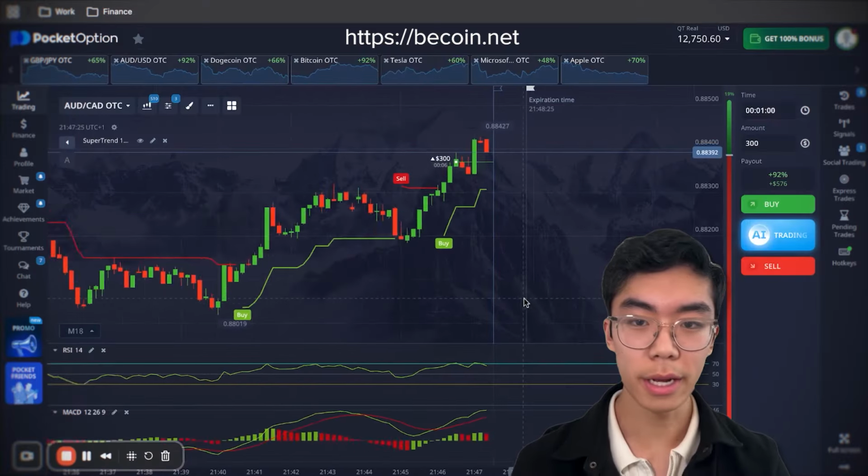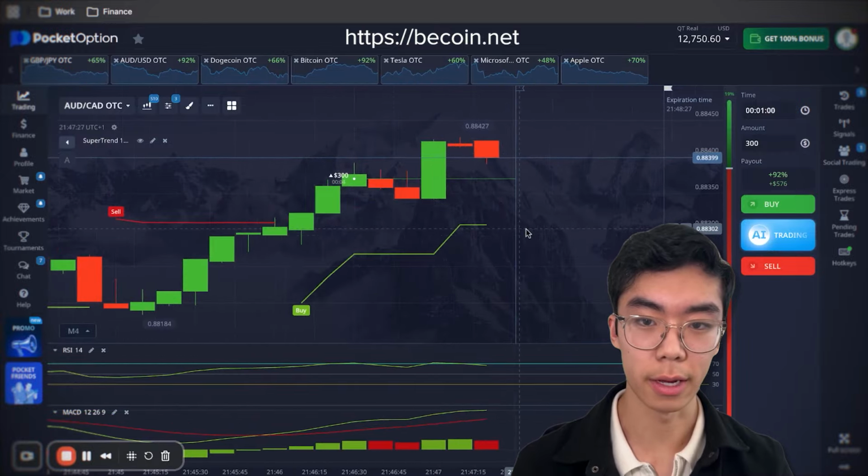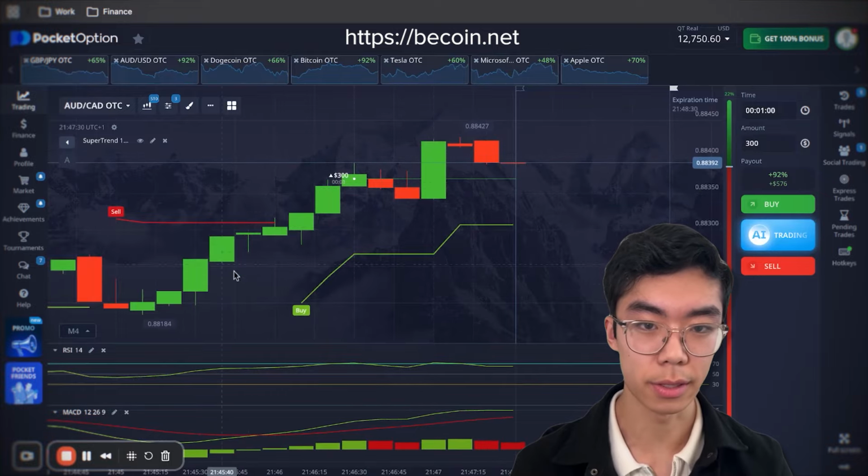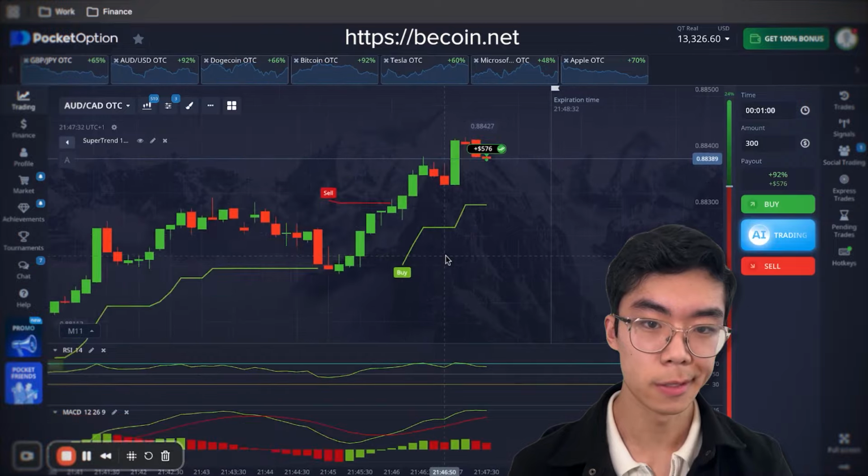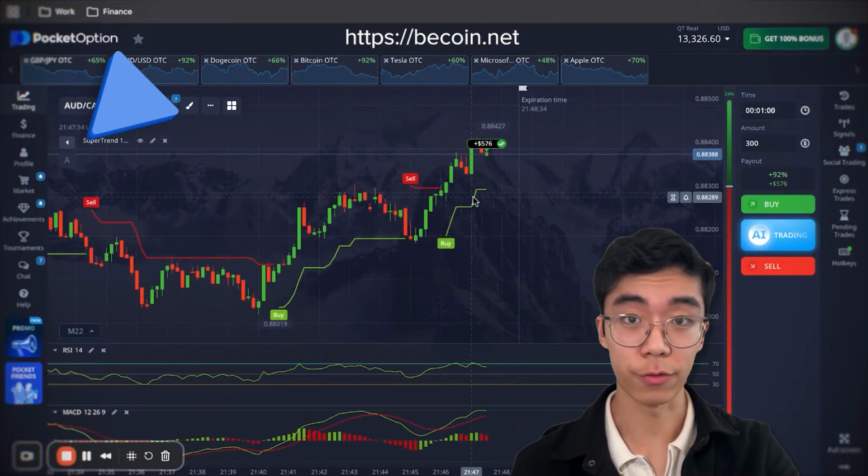The different trading setups on Pocket Option that you can use to profit. There are many different setups you can use to profit, but I like this one the best. This is the simplest. It's the SuperTrend setup, and this setup works very well.